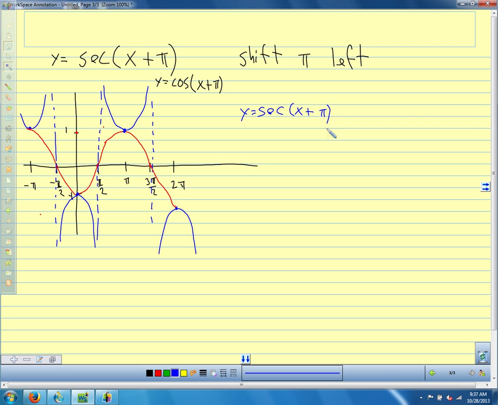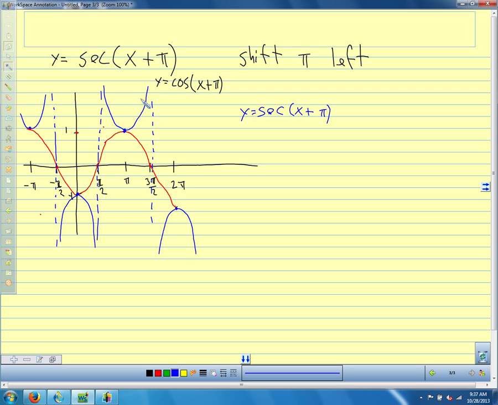So again, grabbing the parent function is the key. Asymptotes everywhere the parent function crosses the x-axis. And then we just put a maximum, minimum on the peaks and the troughs and sketch our function in between the asymptotes.